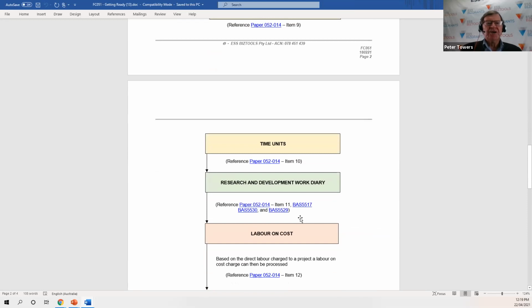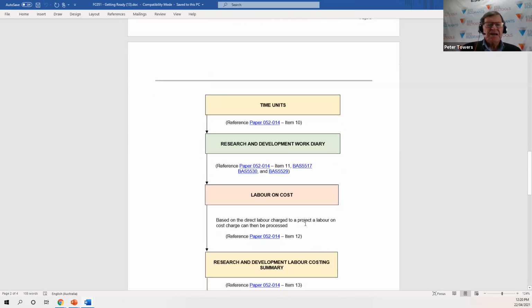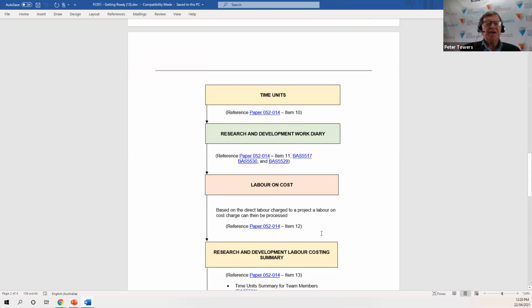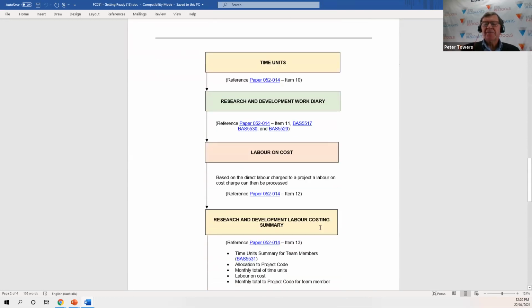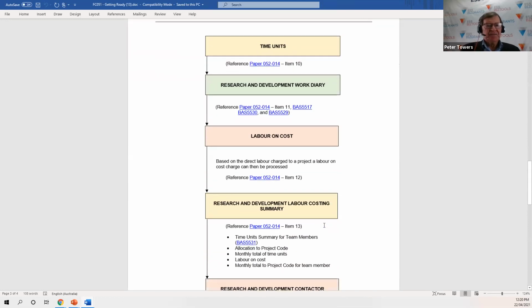What time units are going to be used? Some people will use hours and minutes. I think they get a bit messy when you're adding them up. You could use time units if you wished, 6 minute, 10 minute, 15 minutes. The work diary needs to be kept. Where were people working on a project? Labor on-costs can be added. Obviously the big ones, superannuation, but then the sick and holiday pay, etc.